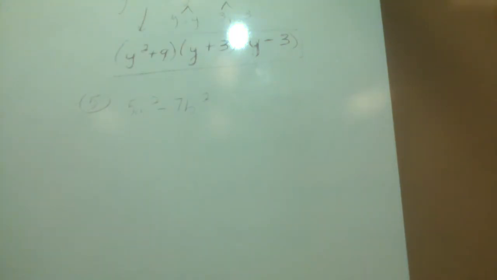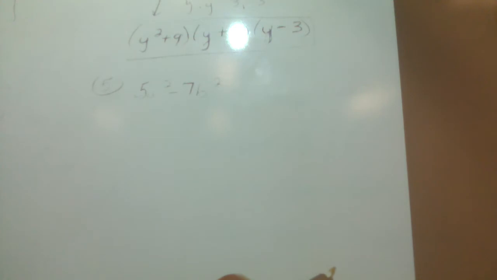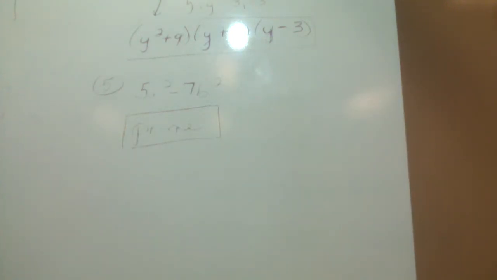Number 5, I've got 5a squared minus 7b squared. First question I'm asking myself, are there two terms? Yes. Is there a subtraction sign? Yes. Are both of these perfect squares? Well, 5 and 7, they're not perfect squares. If there are no perfect squares, it cannot be factored. It's prime. You'd have to leave it like that. It cannot be factored.